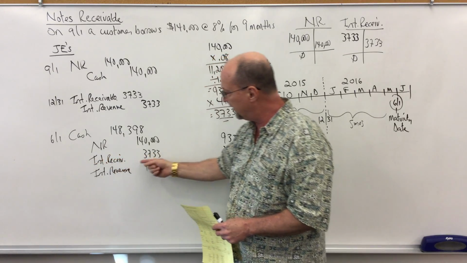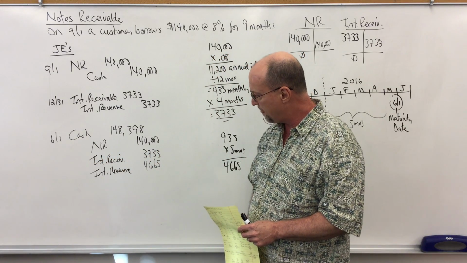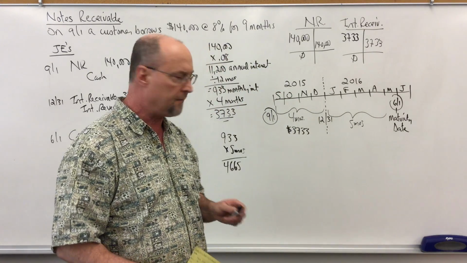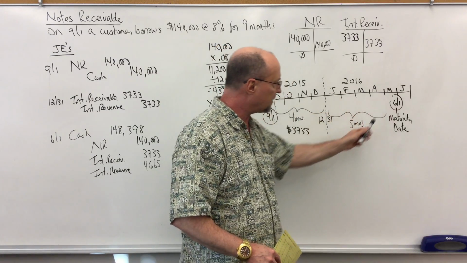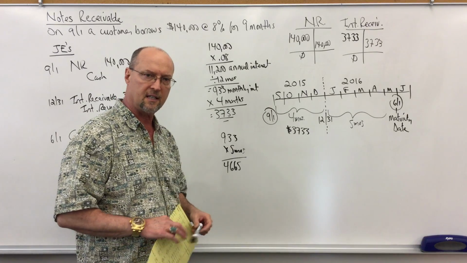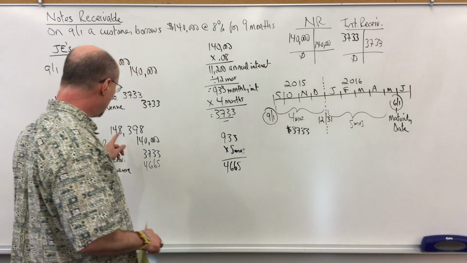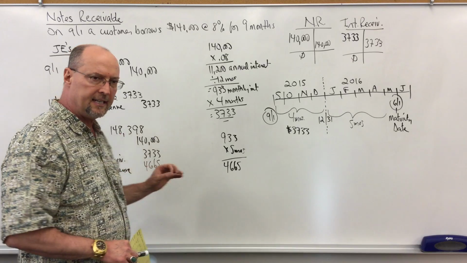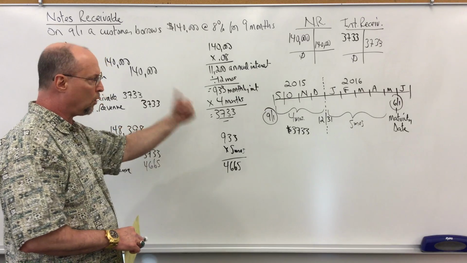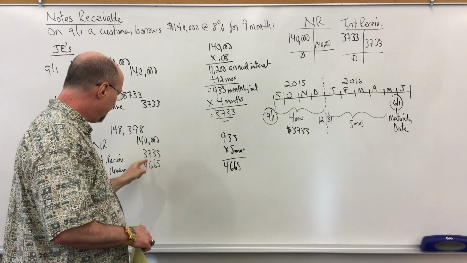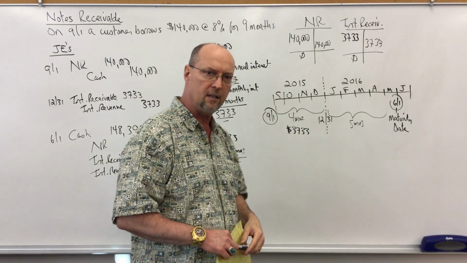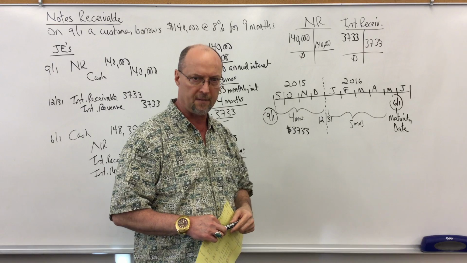So I credit interest receivable for $3,733, and then I have to recognize 5 months interest revenue that was earned in the following time period. 5 months times 933 is $4,665. So we recognized a total of $8,398 in interest revenue. However, $3,733, which is 4 months, was recorded in the year 2015, and $4,665 was recorded in the following time period, 2016. Okay, and that's notes receivable.